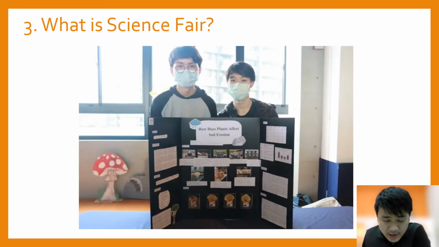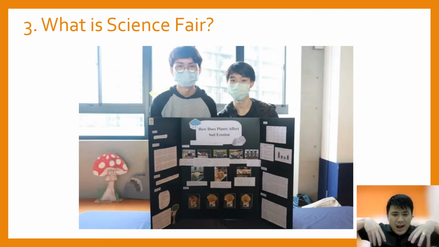I have another topic over here which is quite interesting as well: how do plants affect soil erosion? I suspect they have 2 types of soil. One soil has plants, another soil doesn't have plants. They pour water from the top. So what happens to the soil with plants and without plants? See what happens to the erosion effect of the soil. From there they will come up with the result and explain to everybody their findings.